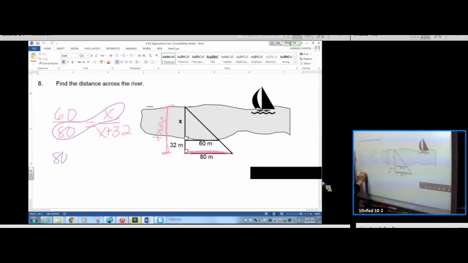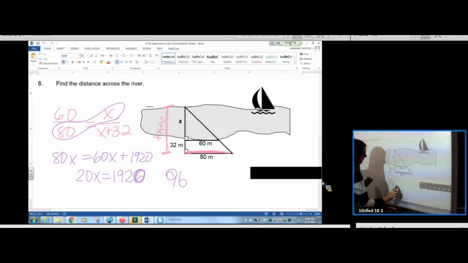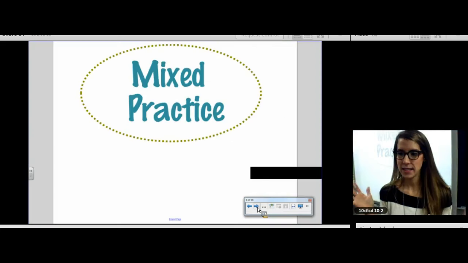So 80x equals 60x plus... I feel like we did this in a warm-up. Didn't we do this one in a warm-up already? Yep, we totally did. I think it was 96. Yep, 96, 9 meters.